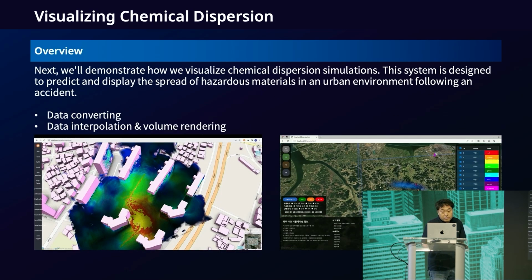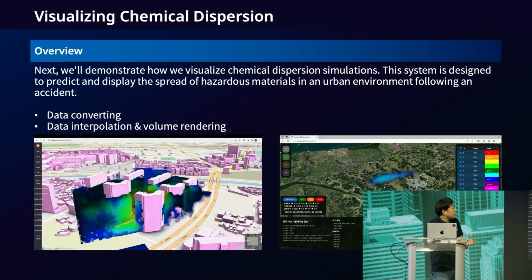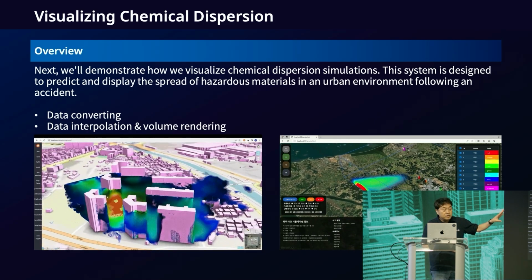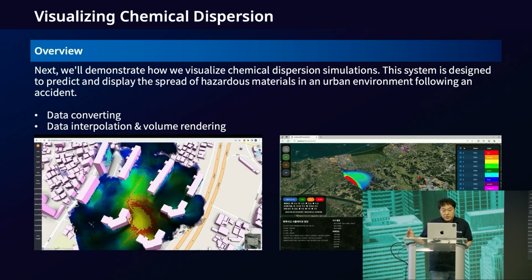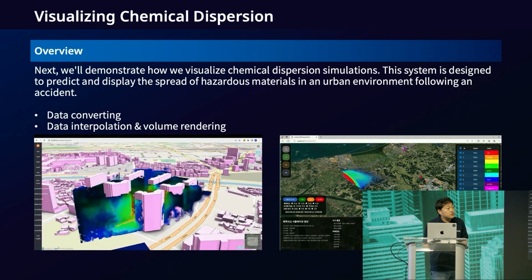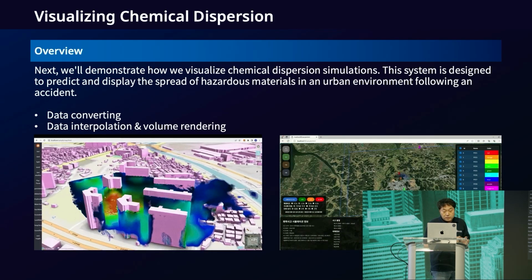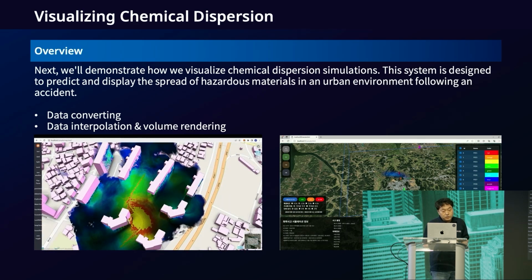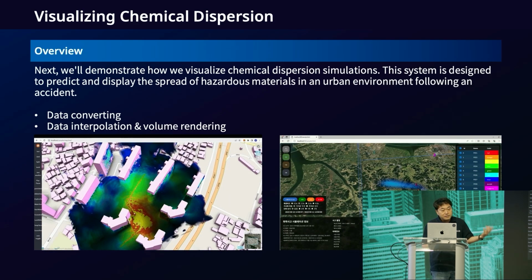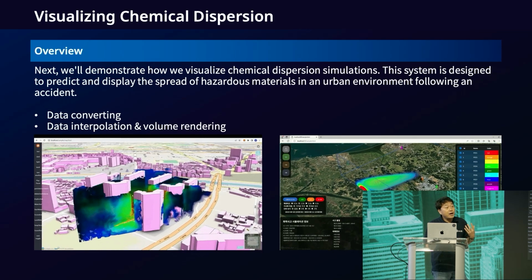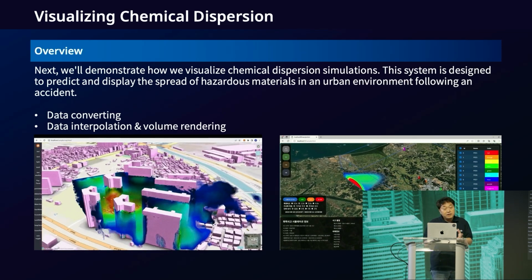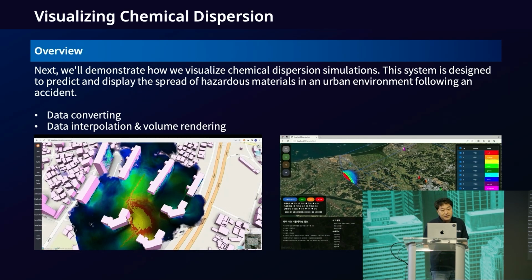Another case is a chemical dispersion case. So now you can see how the chemical materials are dispersed over time and over the surfaces. This project is for the Ministry of Environment in Korea. The first thing we have to do for the visualization is the data conversion, and we have to reduce the file size. And then we have to interpolate the data, and then we can implement a volume rendering like this.